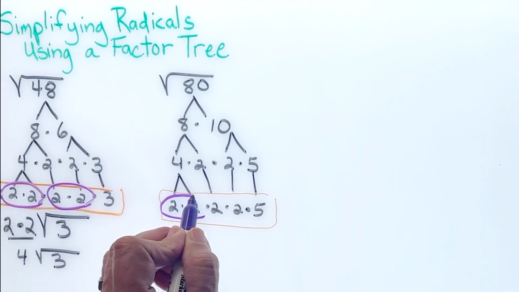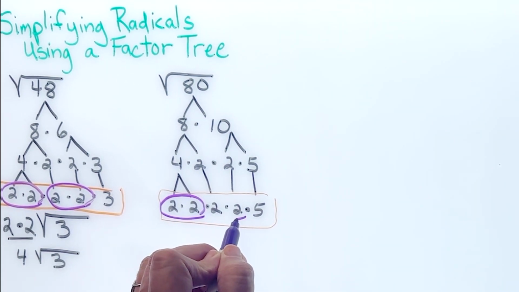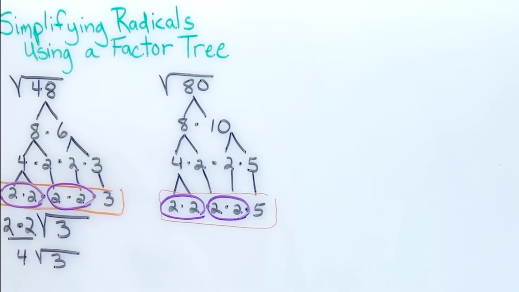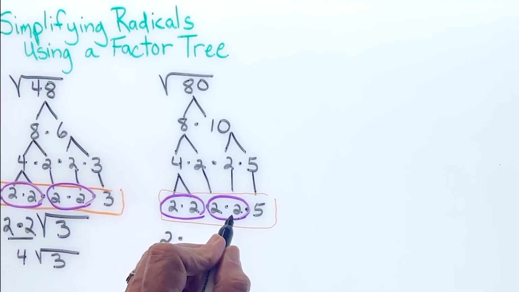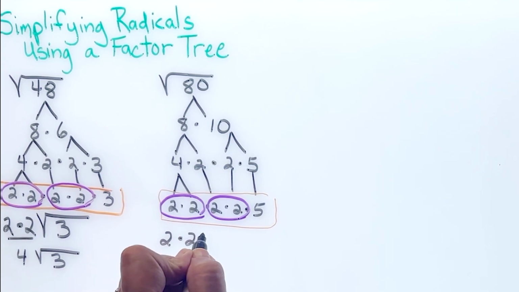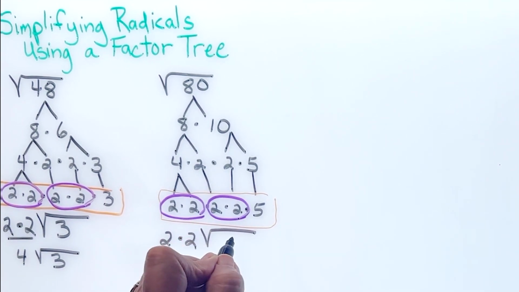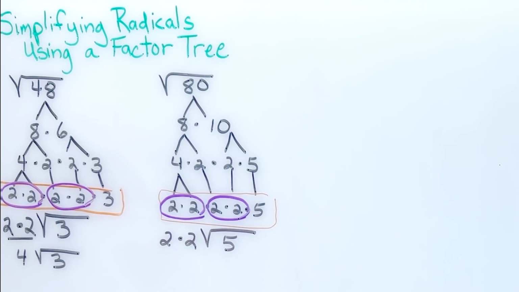So here's one pair of 2s. Here's another pair of 2s. So I'm going to be able to write outside my radical sign 2 times another 2. And inside the radical sign is a 5 because it does not have a pair. And the square root of 80 in simplest terms is 4 square roots of 5.